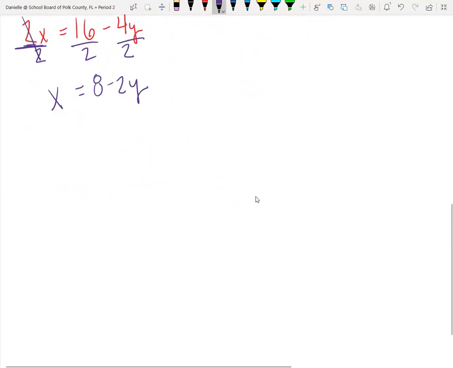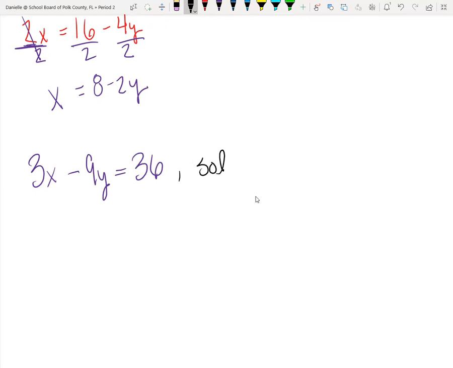Let's go with 3x minus 9y equals 36. Can we do 36? We'll leave it like that. Let's see how well this works. And I want to solve for y this time, which means it'll say y equals some stuff.